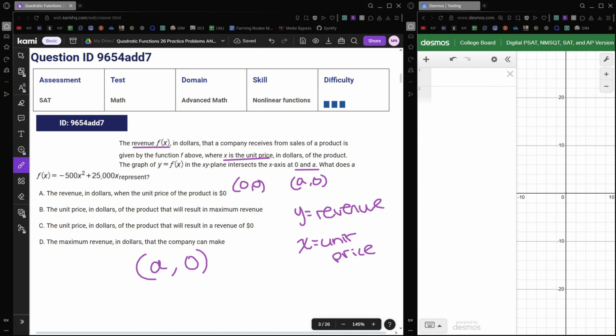We know that a will be our x value, and 0 will be our y value. We also know that x is the unit price, and y is the revenue. So if we go ahead and put this all together, the unit price of $8 will result in a revenue of $0. And the answer choice that says that is C.